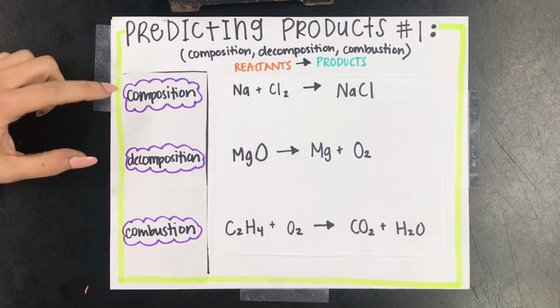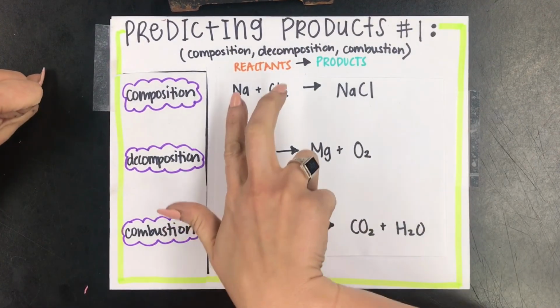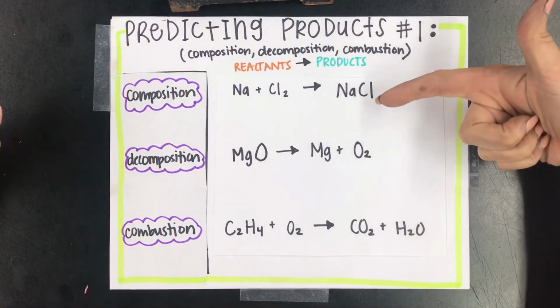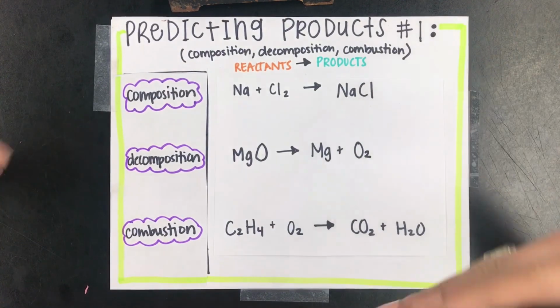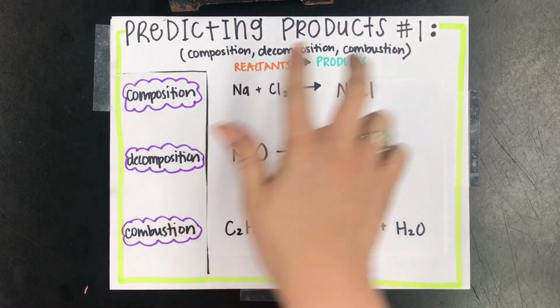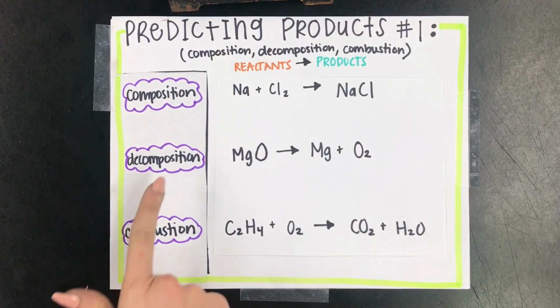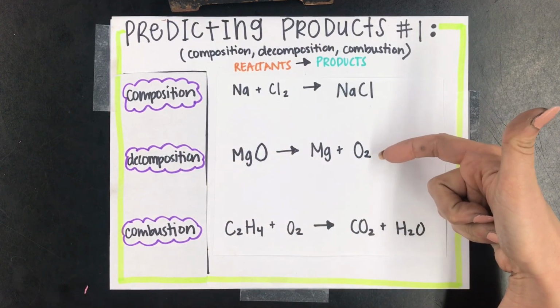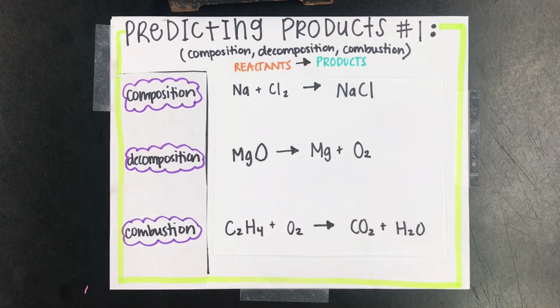If it's a composition reaction, we know that it's going to be multiple reactants forming one product. Okay, and again, we are only going to focus on binary, meaning we're only going to focus on two elements coming together. Same thing with decomposition. In decomposition, we're starting with one reactant breaking down into multiple products. And again, we're only looking at simple binary ones.